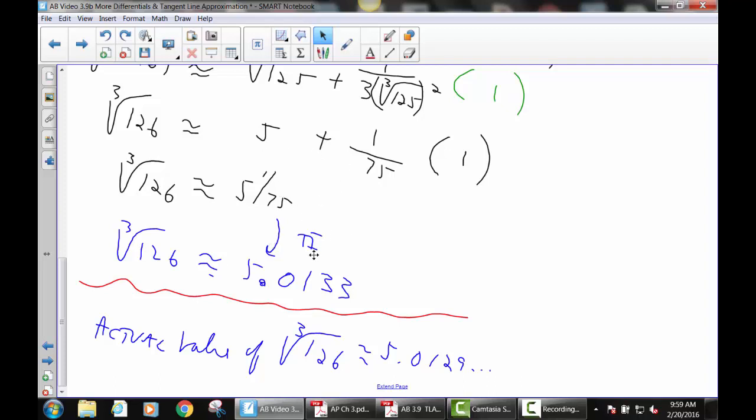If you had a TI-34, you'd know that it was approximately this number, and the actual value is here. So look at how close we are this time.